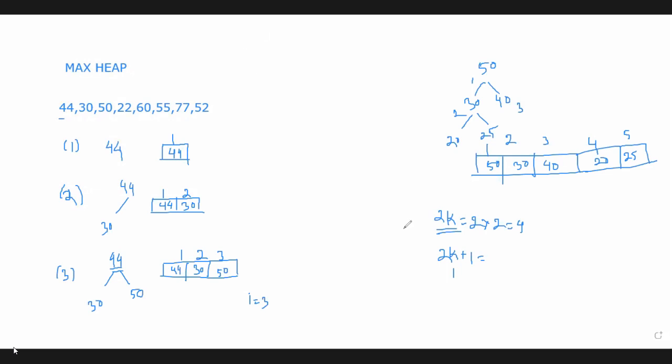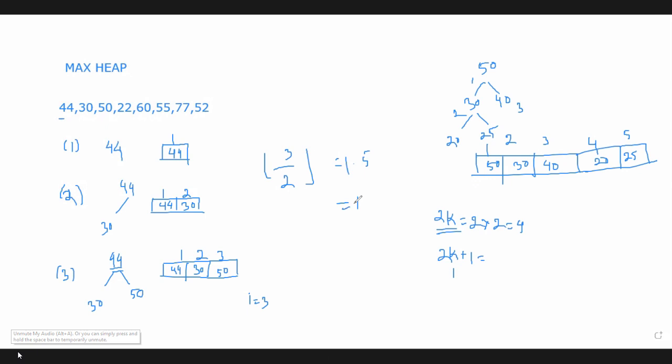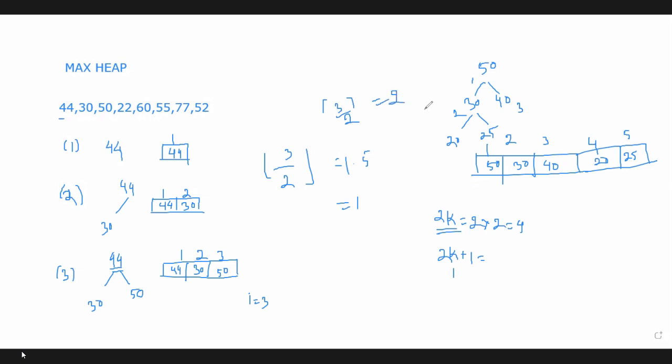If the parent node is given, you can easily find out the left child and right child, isn't it? By using this equation 2k and 2k plus 1. So when the child node is given, how can you find out its parent node? Just divide that pointer value by 2. So 3 divided by 2 and take the floor value. What does that mean? 3 divided by 2 equals 1.5. So if we take the floor value, that means we will take 1, not 2. Right? If we wanted to take the ceil value, at that time the result would be 2.